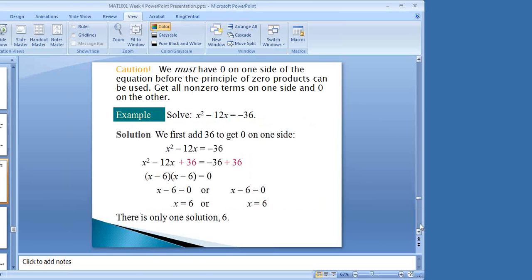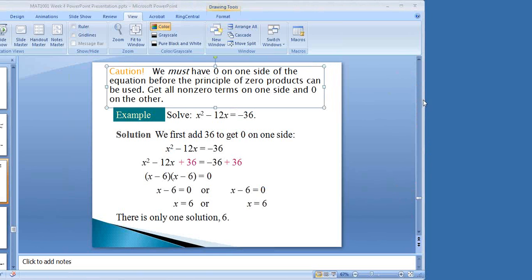All right, so here's an example of what I was talking about. This is in the wrong format. It's okay, we can work with it, but we have to do something first. What we have to do is add 36 to both sides, because you see how that minus 36 on the right shouldn't be there? We need equal to 0 on that side. So we're going to add 36 to both sides so that we have x squared minus 12x plus 36 equals 0. Then we have something we can factor, then we can set each factor equal to 0 and solve.